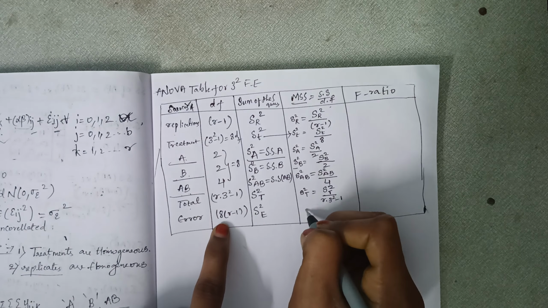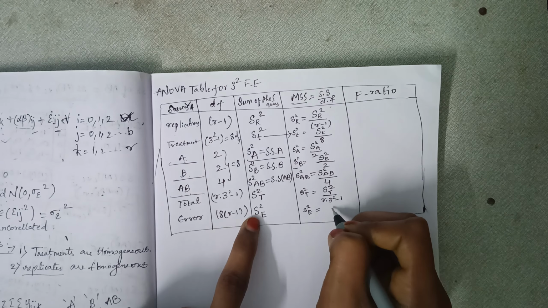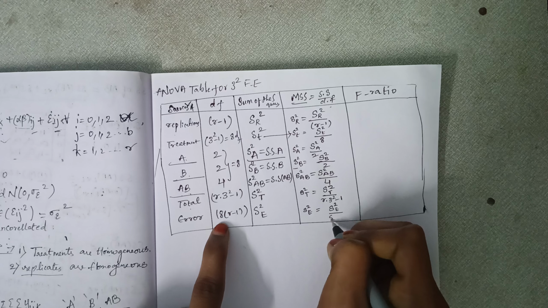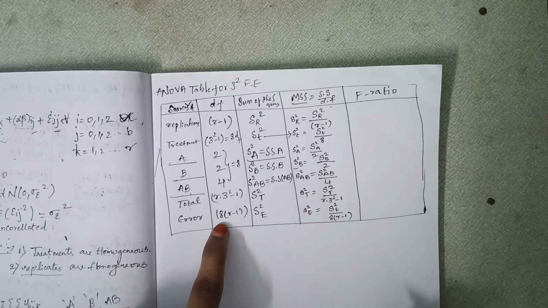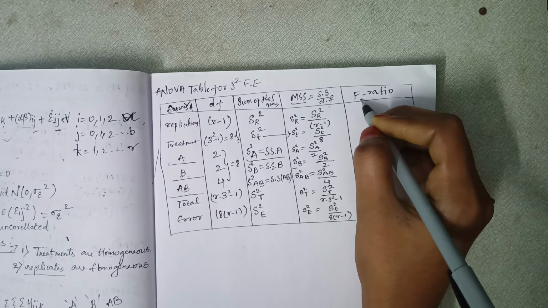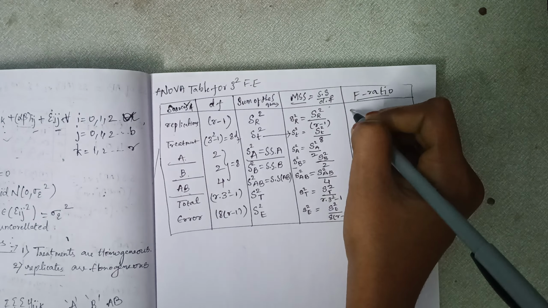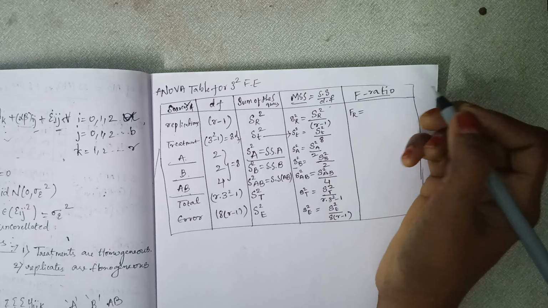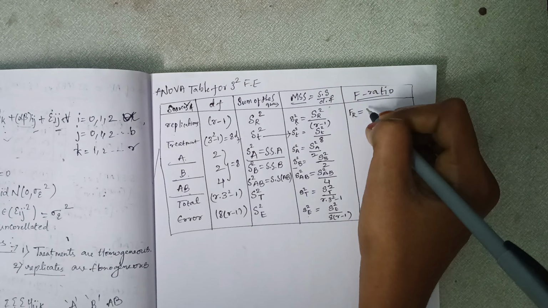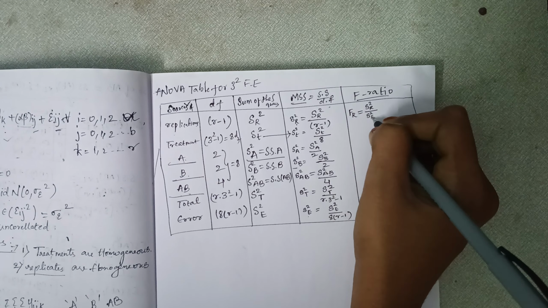And the last one is s square e, which is equal to the mean sum of the squares, that is capital S e square by degrees of freedom, 8 into r minus 1. And the last one is, to check the variation, we will do the F ratio, F test, which is nothing but F r is equal to mean sum of the squares by error sum of the squares. Therefore, s square r by s square e.